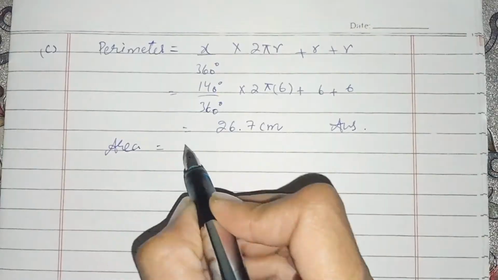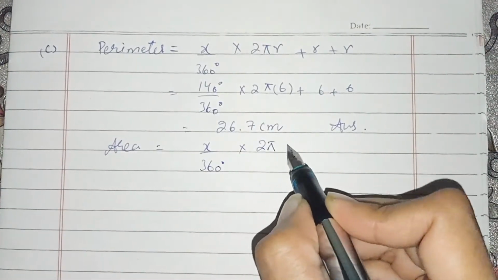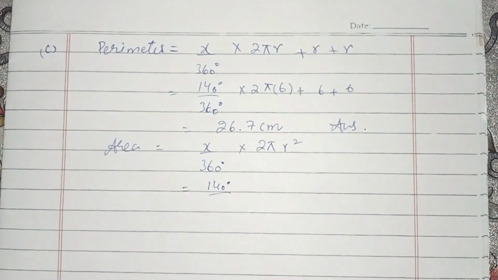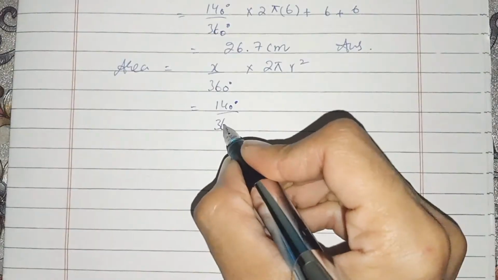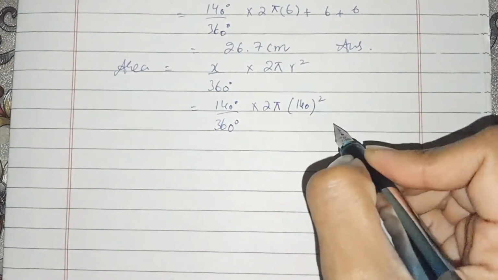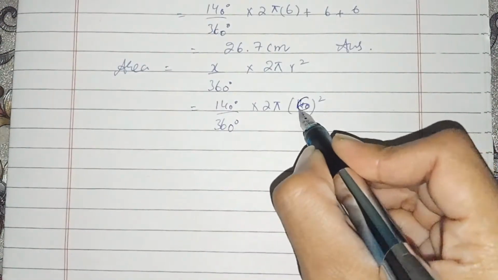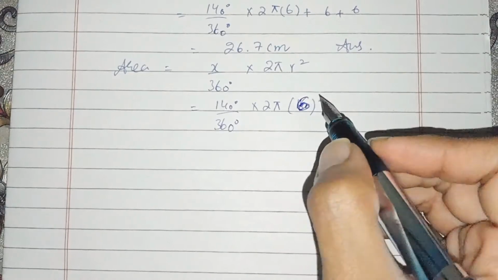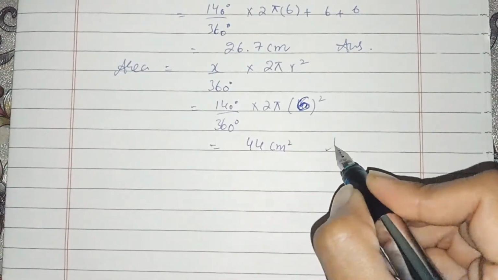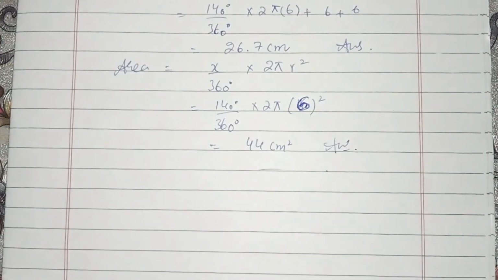Now we find the area. x over 360 degree, pi r square. x is 140 degree, these values are given in the formula. This is 140 over 360 degree, pi, and 6 square. 6 is the radius. By solving it, we get the answer 44 centimeter square. And now students, part number C is also solved and question number 2 is done.